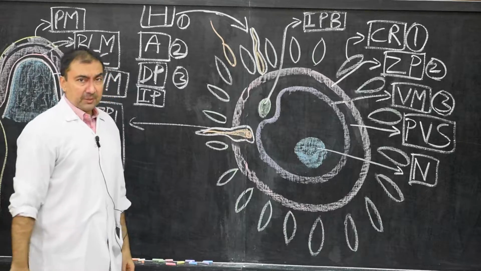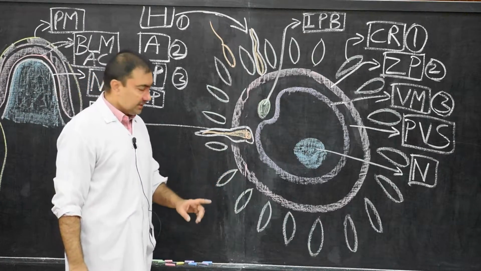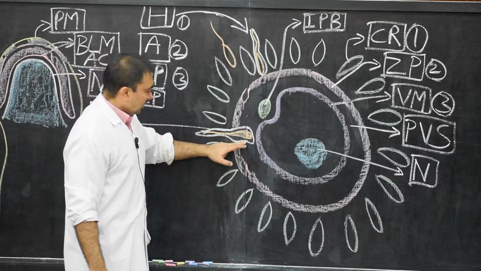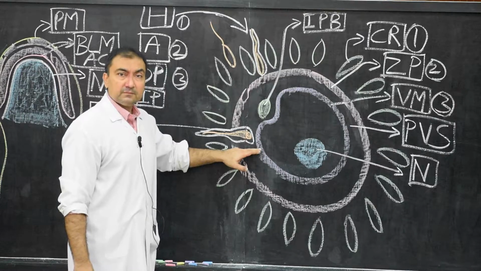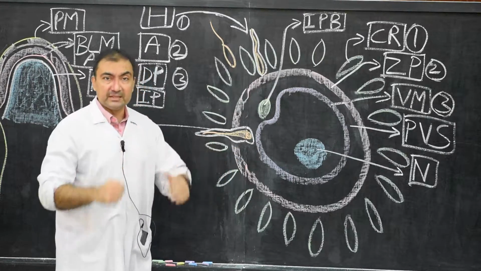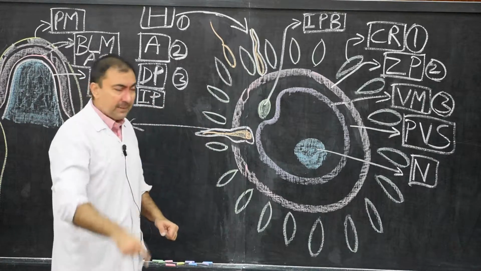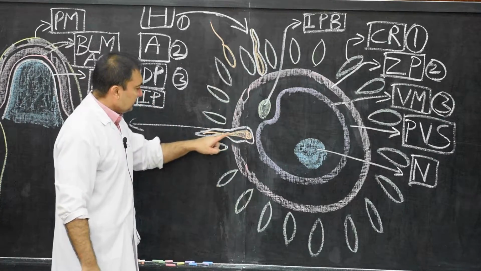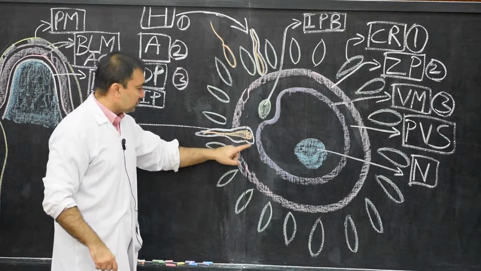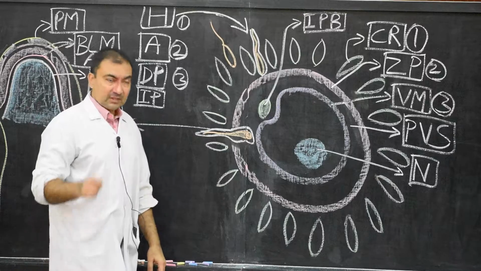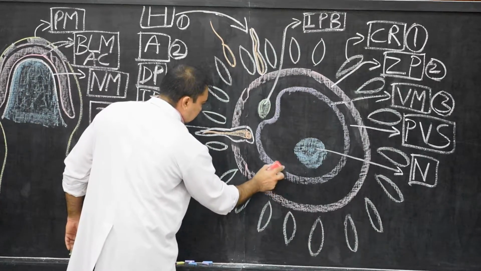Here one thing has to be noted, and I am going to show it. The plasma membrane of the spermatozoon and the vitelline membrane of the secondary oocyte will fuse with each other, and after their fusion, it will break down. So ultimately only the spermatozoon will enter inside and the plasma membrane of the spermatozoon will remain outside. We are going to show this with the help of this diagram.